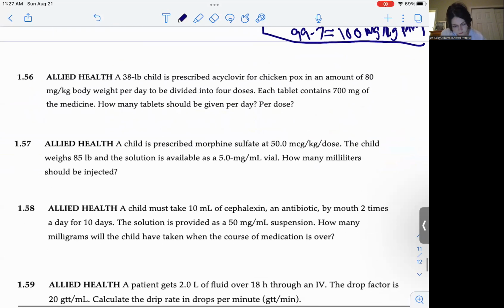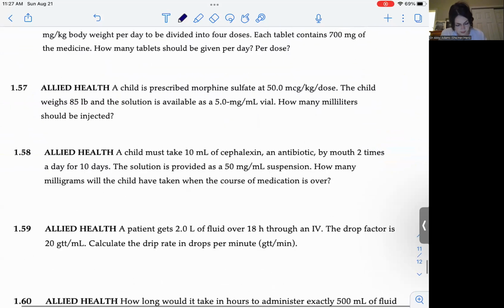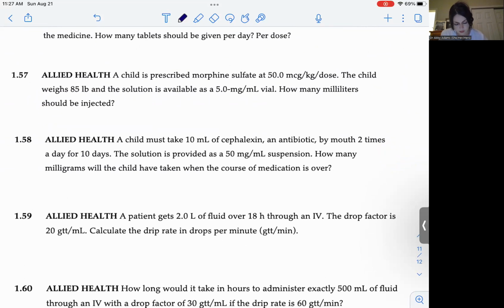Okay. So 1.57, allied health. A child is prescribed morphine sulfate at 50. A lot of times we write micrograms this way in labs. In the clinic, you'll see it sometimes as mcg per kilogram per dose. The child weighs 85 pounds, and the solution is available as a 5.0 milligram per mil vial. How many mils should be injected?